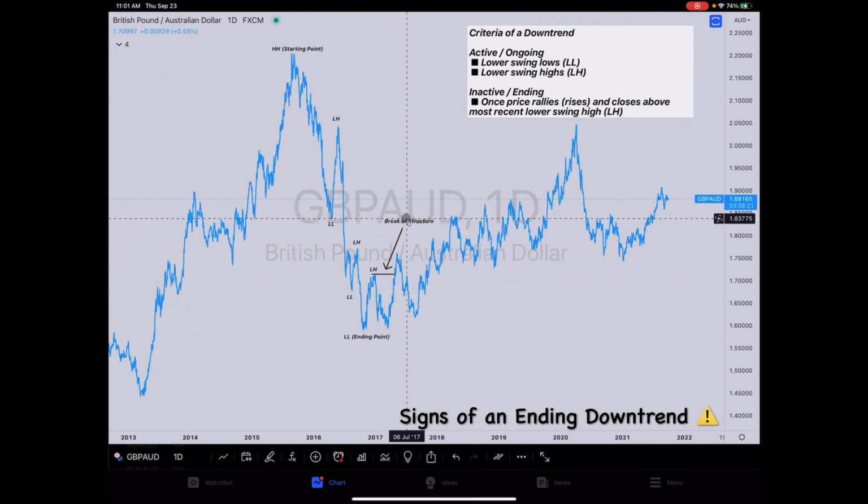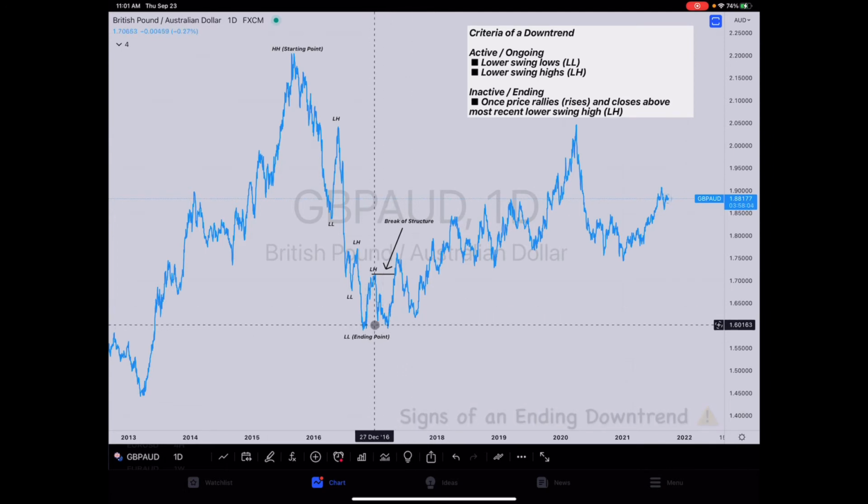Now once you see this break of structure, price literally made a swing high or higher high, which invalidated the previous downtrend structure. So from this point forward, you have to switch your bias. And if you're looking for higher probability trades, now you need to start looking for buying opportunities.